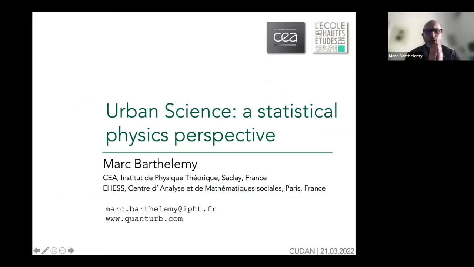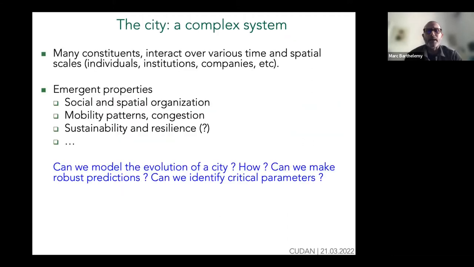Perfect. So indeed, I will try to make a little talk today, not too long and not too technical. I'm happy to take questions during the talk or after, and we have some time to discuss more technical issues, but I wanted to illustrate what kind of things we can do now.